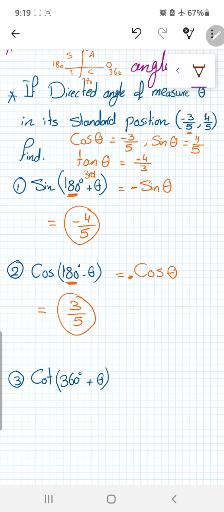Another one. Cotan of 360 plus theta. 360 is an even angle, so it will be cotan theta. 360 plus is in the first quadrant, so all are positive, so it will be cotan theta. Cotan theta is the reciprocal of tan theta, which is -3/4.